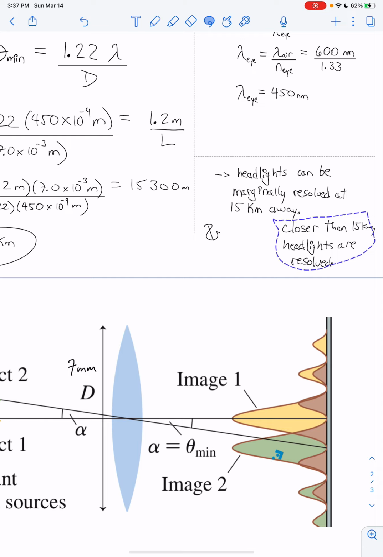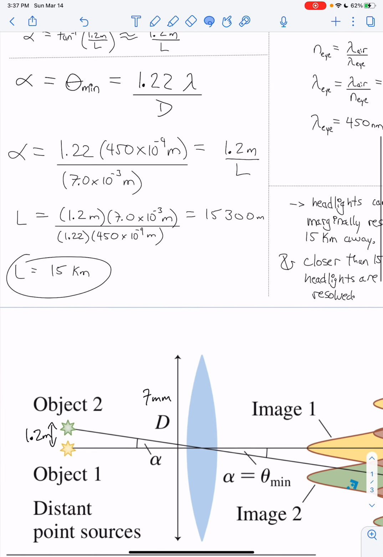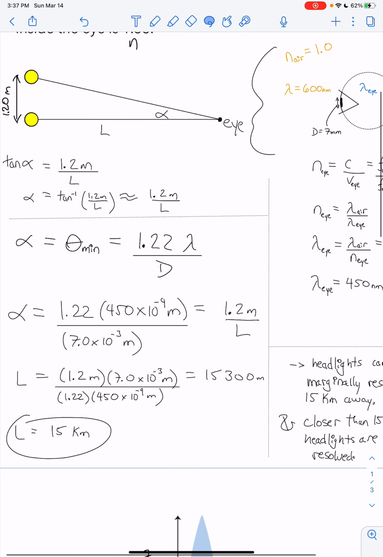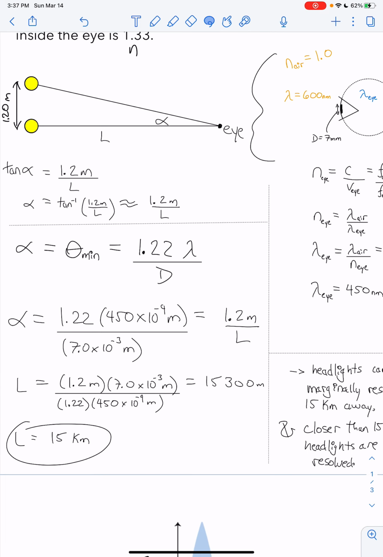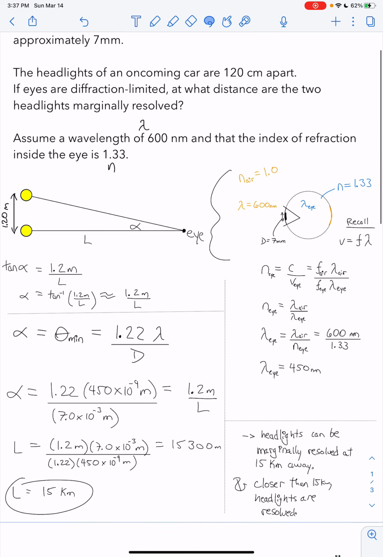So that's an example of looking at whether or not something can be resolved at a certain distance away for a certain optical system. And remember, we did this little small angle approximation. If you want, you can work it through without doing that and see that it does not make a difference.